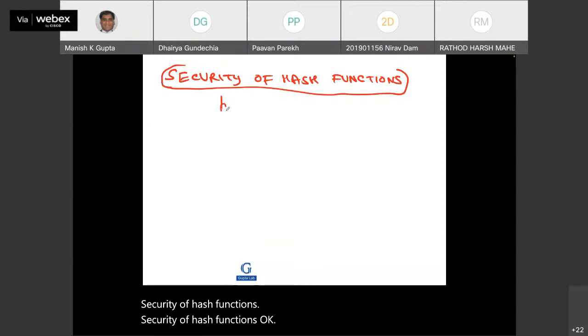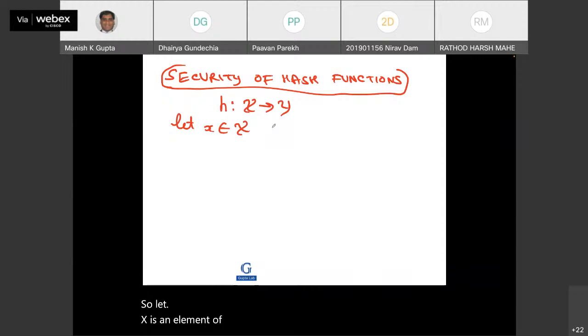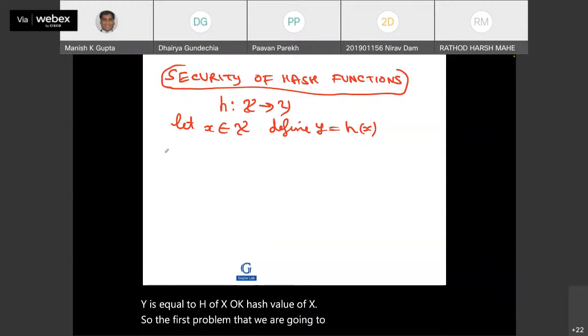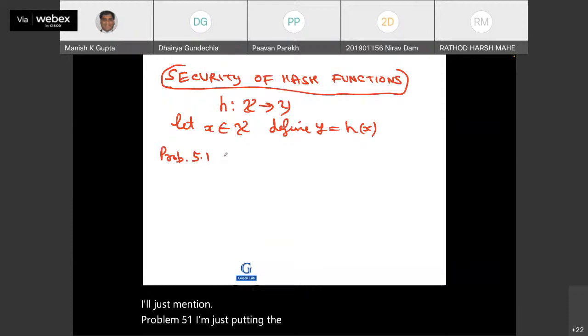So suppose h is a function from X to Y. It's a hash function. Let x be an element of X, and define y equal to h(x), the hash value of x. So the first problem that we are going to discuss is problem 5.1, I'm just using the same reference as the book.